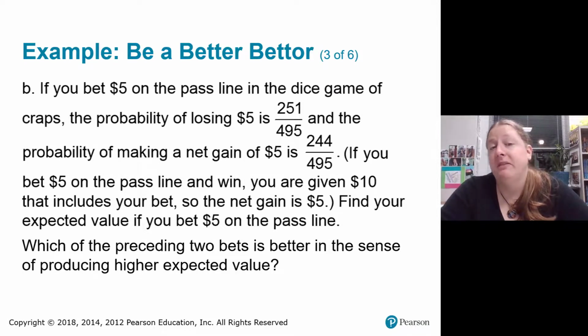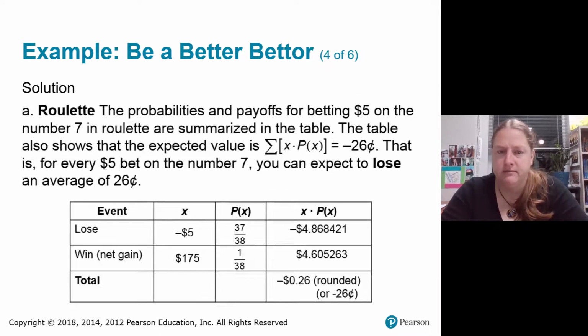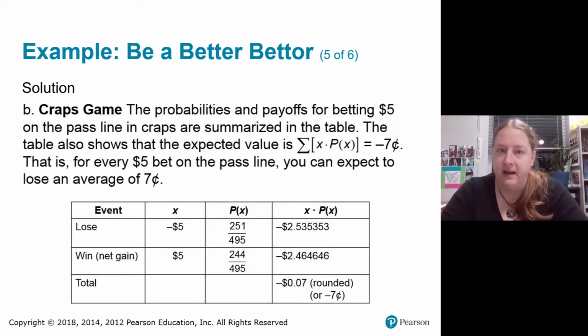Okay? So keep that in your mind, and then let's go back to our other option. Our other option was to bet $5 on the pass line in the dice game of craps. So the probability of losing $5 is 251 out of 495, and the probability of making a net gain of $5 is 244 out of 495. So if we bet $5 on the pass line and win, they're going to give us $10, but again, 5 of it came out of our pocket to begin with, so we're really only gaining $5 in that case. All right. So let's talk about our expected payout here.